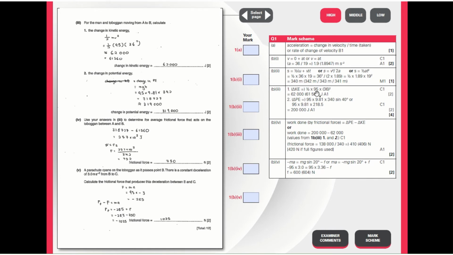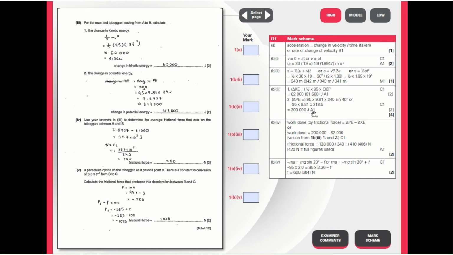If you show that you knew change in kinetic energy is half mv squared, you get 1 mark. And then 1 for your final answer. 1 mark for your working for potential energy. And 1 mark for your final answer.